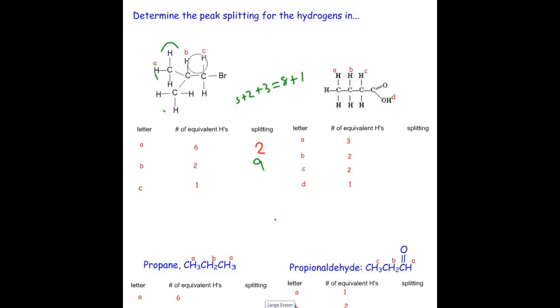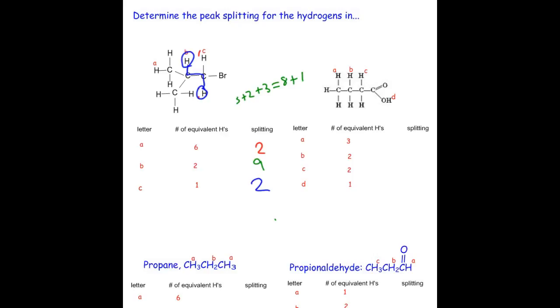And our last hydrogen is attached to a carbon with 1 hydrogen. It's going to be split into 2. That gives us more information about the environment. We can do the same thing with these two.